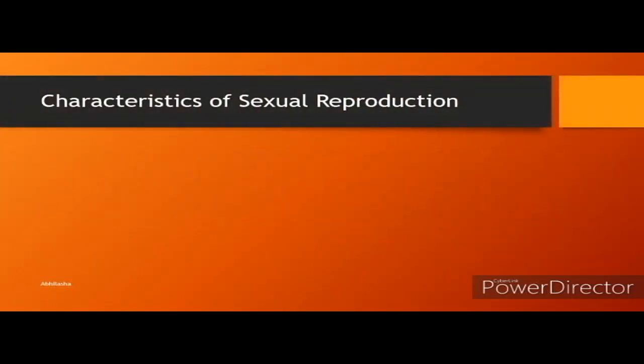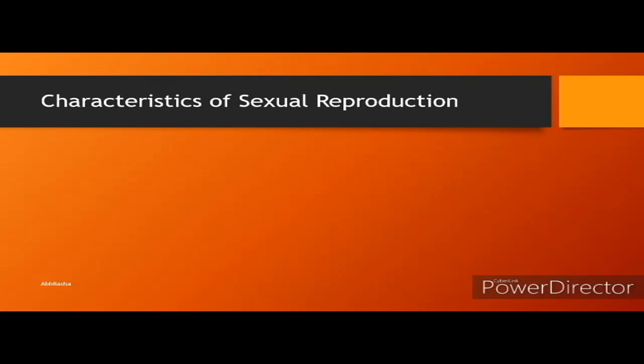We begin with the definition of sexual reproduction. Sexual reproduction is defined as the formation of new organisms by the process of fusion of gametes. Can you repeat this definition? Pause the video and try to repeat, or you can revisit the definition.